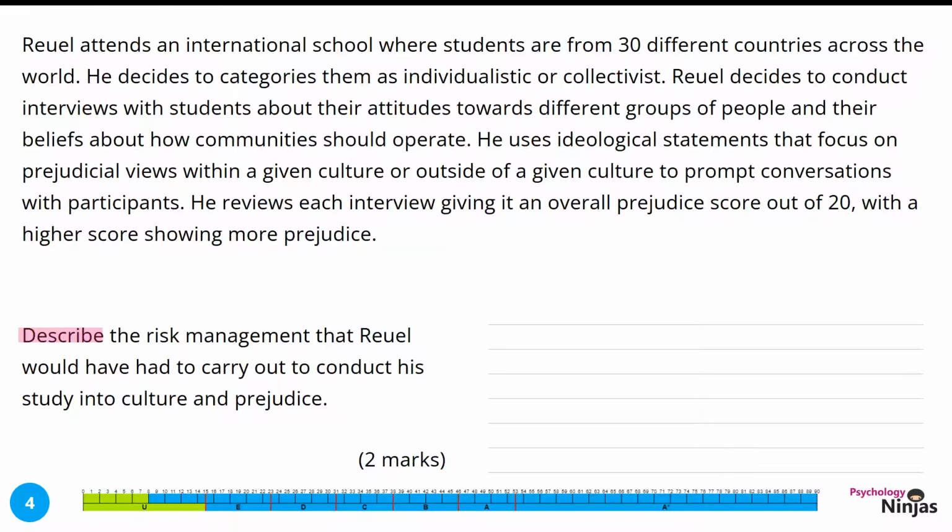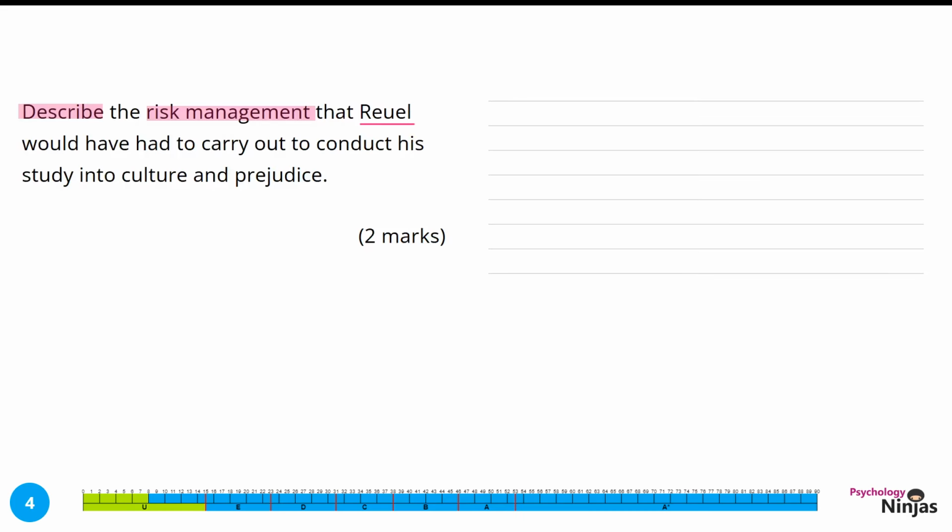our response. We need to focus on strategies that we might use to control the risks that might be present in this study. All of this needs to be specific to Ruel's study, as all 2 marks in this question are application marks. Here's our response.